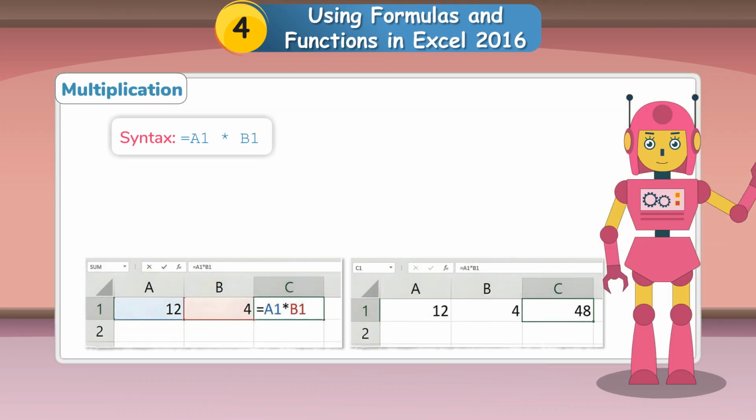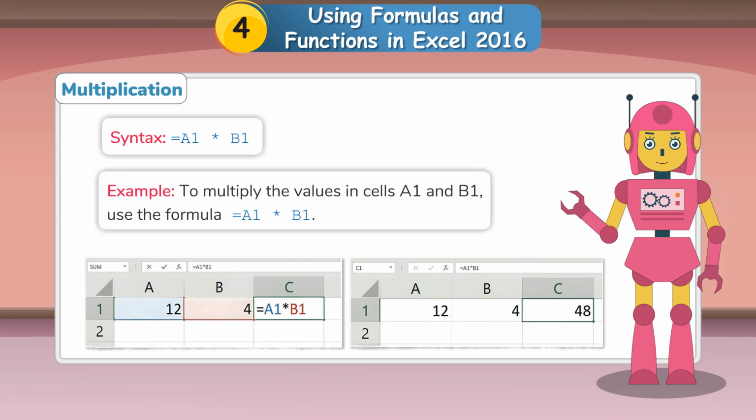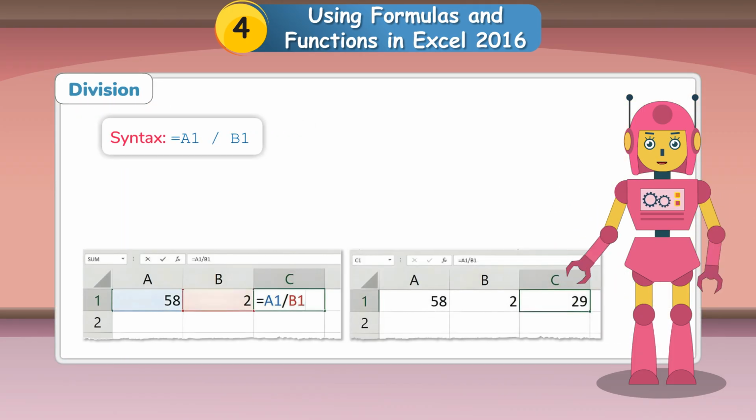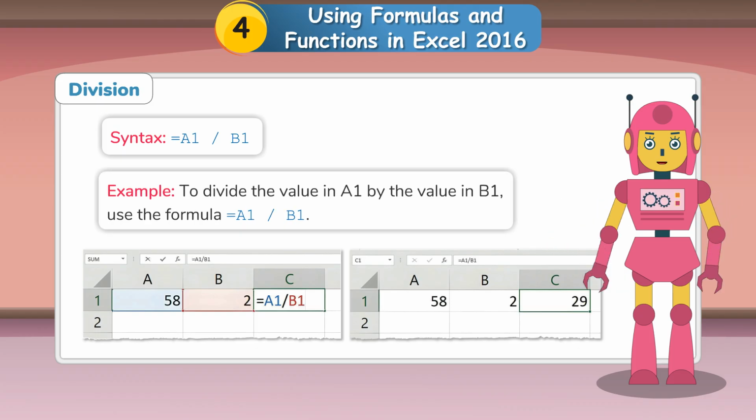Multiplication. Syntax: =E1*B1. Example: to multiply the values in cells E1 and B1, use the formula =E1*B1. Division. Syntax: =E1/B1. Example: to divide the value in E1 by the value in B1, use the formula =E1/B1.